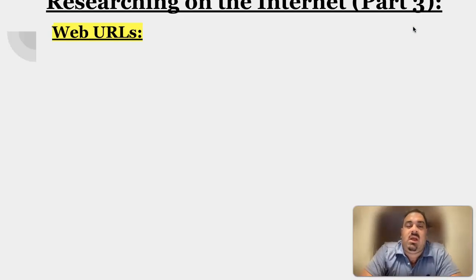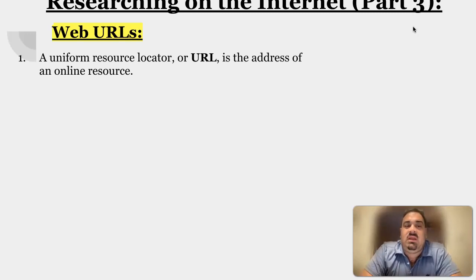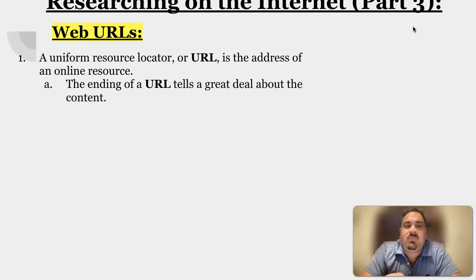Part 3, web URLs. What does that URL mean? A uniform resource locator, or URL, is the address of an online resource. That would be a website address, okay? The ending of a URL tells a great deal about the content.